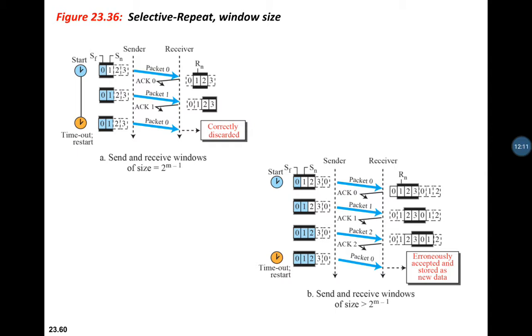What happens if it's greater than that? For example, if the m value is 2, then the window size is 2 power 2 minus 1, so the window size is 2 here. But now we have to consider a case which is greater than 2. Let us consider 3. Packet 0 is sent, acknowledgement is lost. Packet 1 is sent, acknowledgement is lost. Packet 2 is sent, acknowledgement is lost. Then timeout occurs, and since the size was 3, packet 2's acknowledgement is also lost.